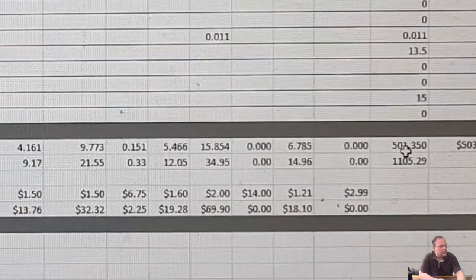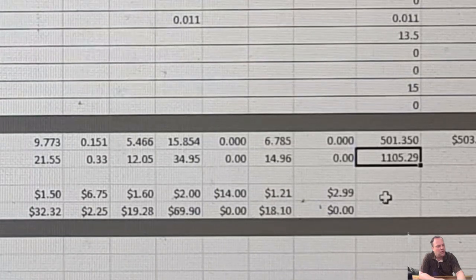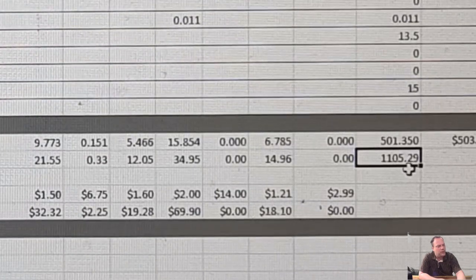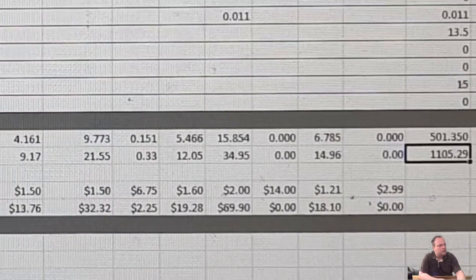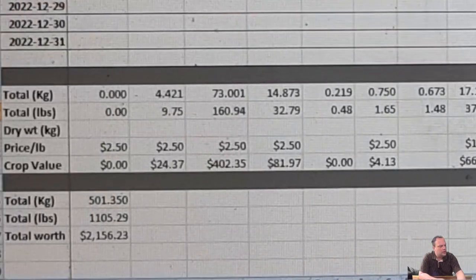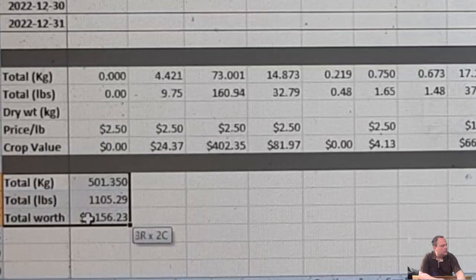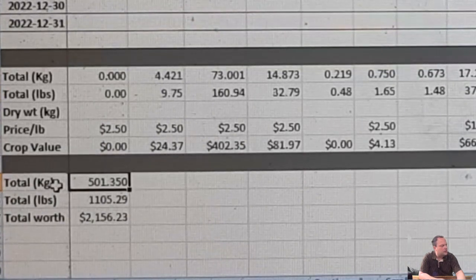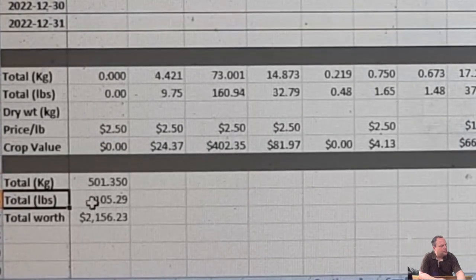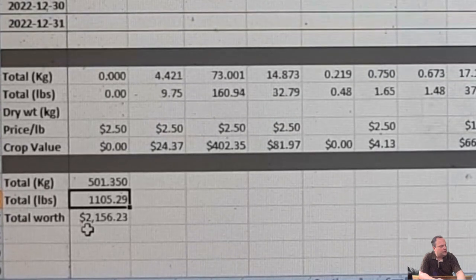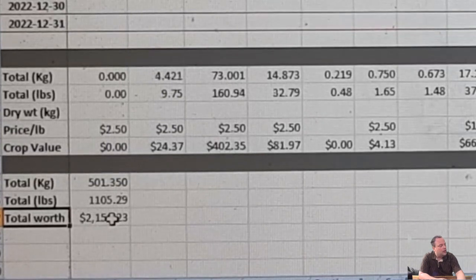And then over at the end, I got my total weight, 501.35 kilograms, or 1,005.929 pounds. Then at the very bottom, I have total kilograms, once again, 501.350 kilograms. Total in pounds is 1,105.29.